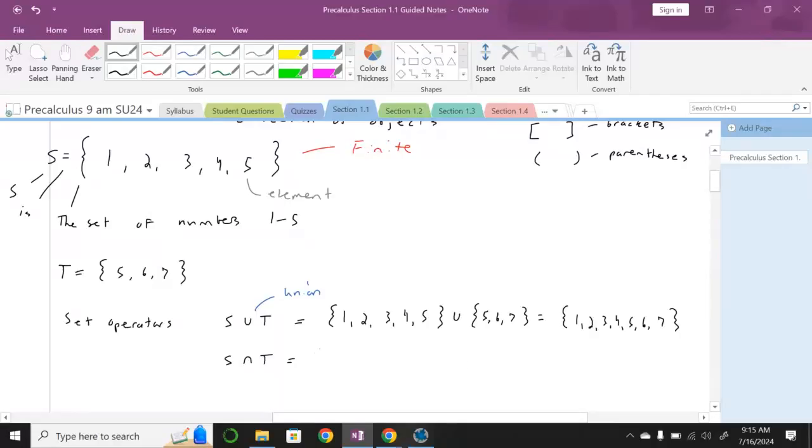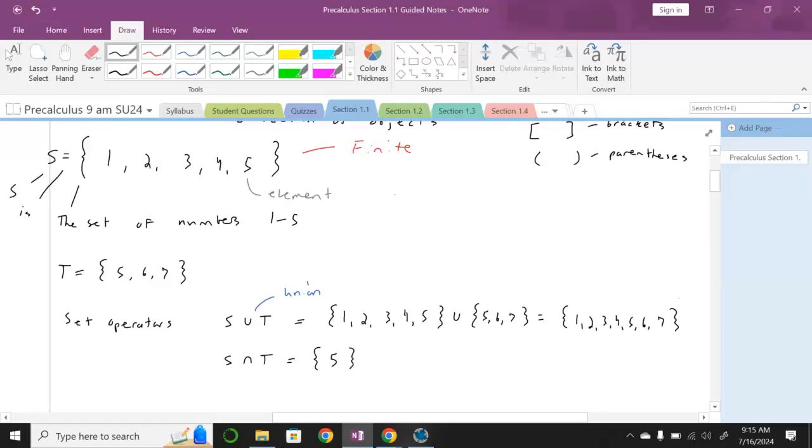So that is the elements that are common to each set. Is there anything that's in both of the sets? What is the intersection between S and T? 5. So we'd have a set with a single element, 5. Likewise, if we took the intersection of this pre-calc class and the other pre-calc class, I would be the only common person in those two classes, unless you guys want to double take the class for some reason. I'd be the only one that's in both.